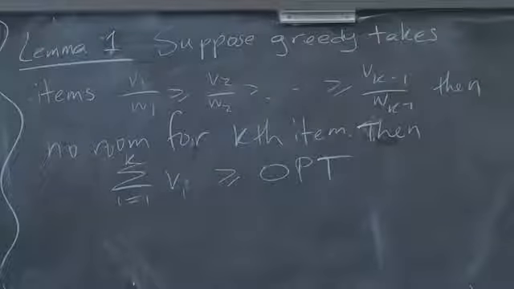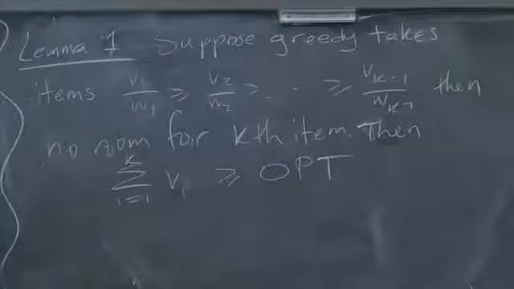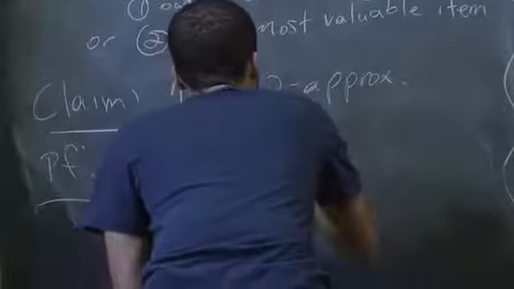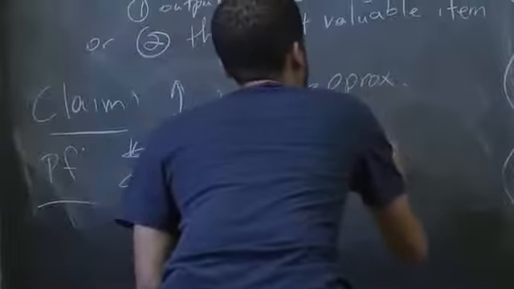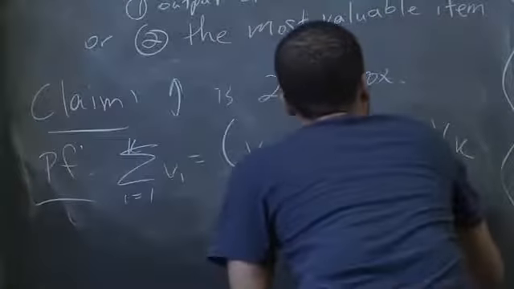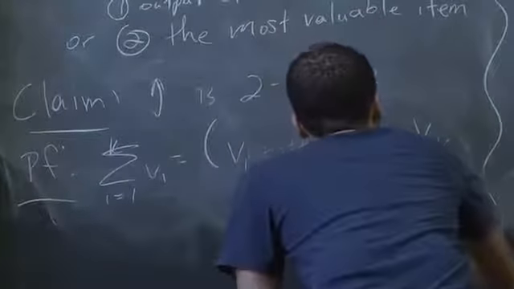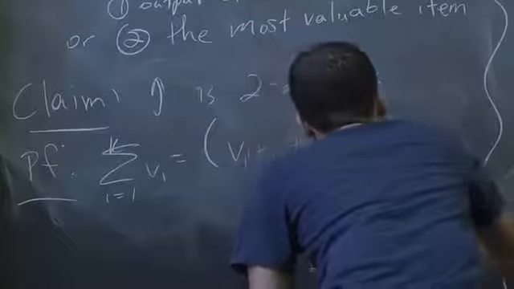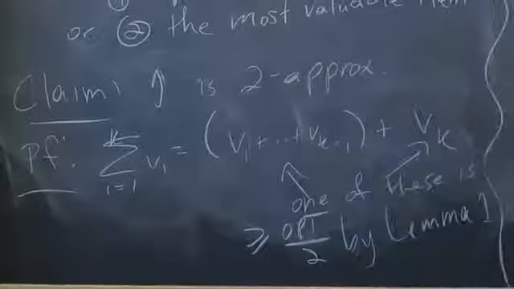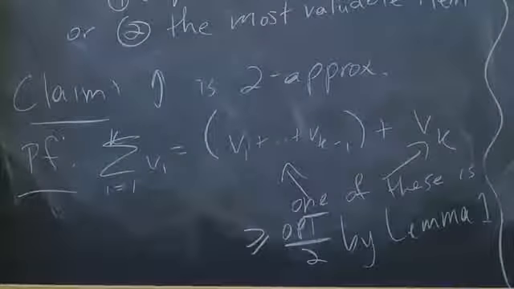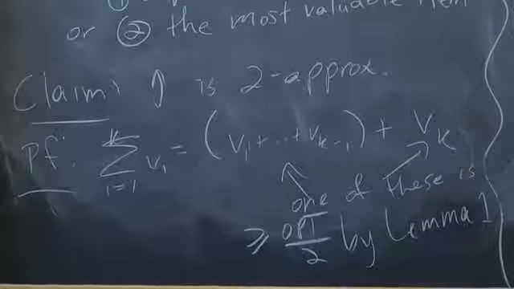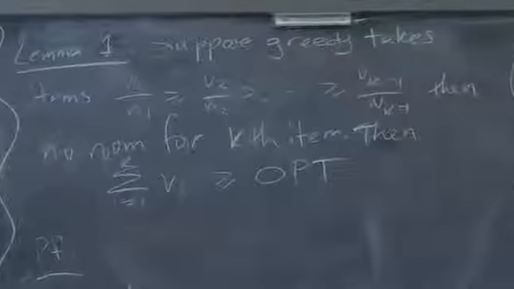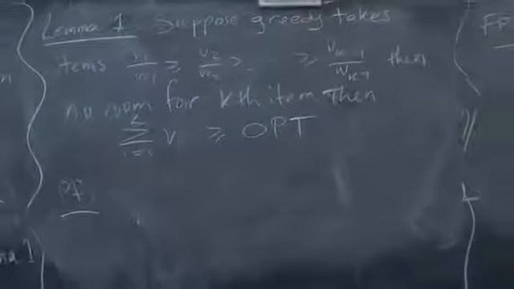Right. Or another way of saying the same thing is this sum of vi from i is 1 to k is just v1 plus dot dot dot plus vk minus 1 plus vk. So one of these is at least opt over 2 by the lemma. Okay, so that's the proof. So now we just need to prove this thing. So how would you prove this lemma?